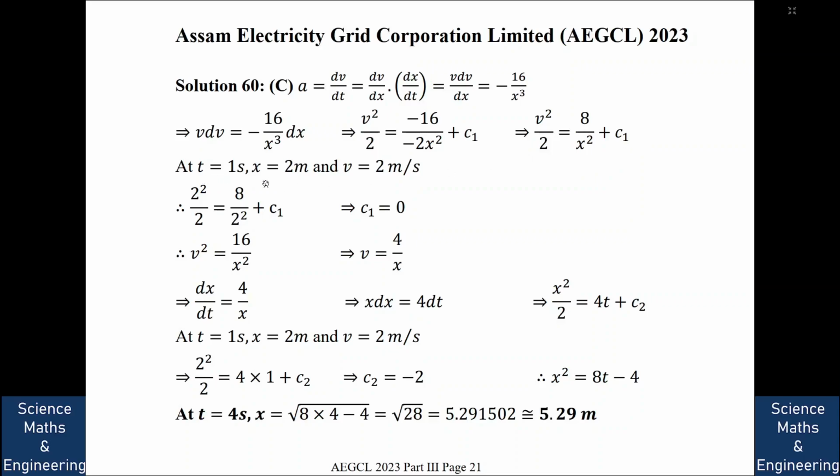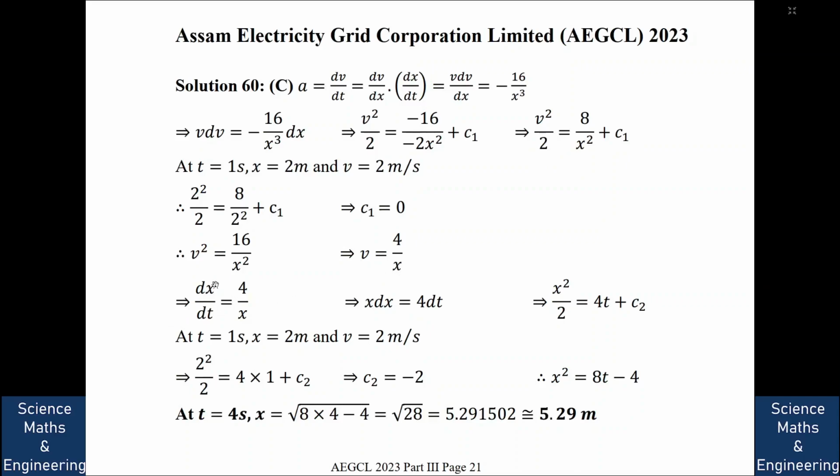Now at t = 1 second, x = 2 and v = 2. So you get 2 = 2 + c1. So c1 would be 0. So v²/2 = 8/x² + 0. So we get v² = 16/x², or v = 4/x.